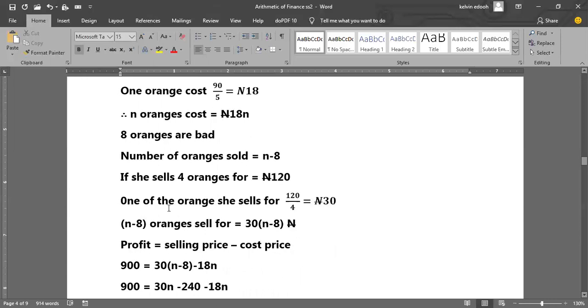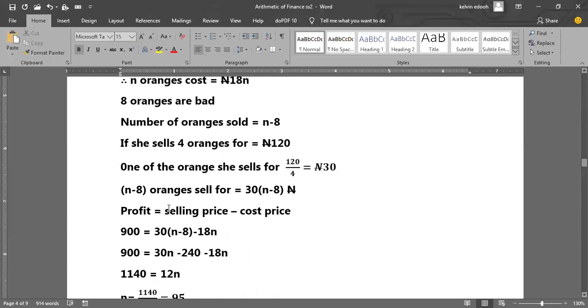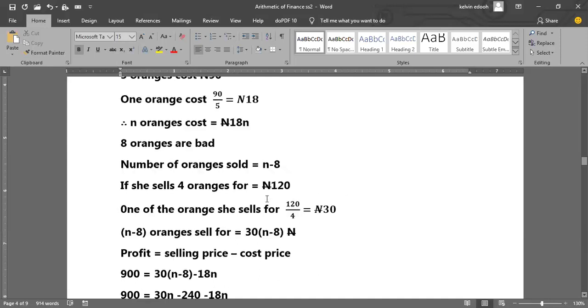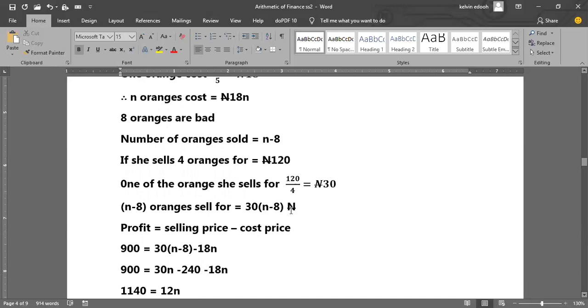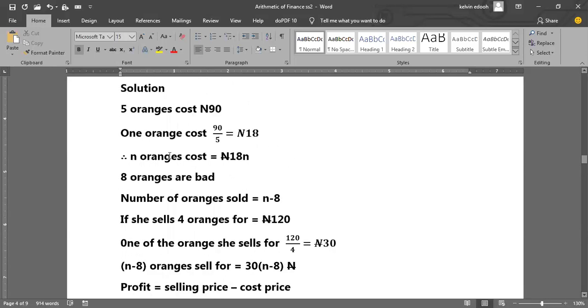Then that means we can calculate the total sales for that n minus 8 oranges. So n minus 8 oranges we sell at 30 each, because one of them costs 30. So n minus 8 oranges will cost 30 times that quantity. Remember, this is the selling price of n minus 8 oranges, while the oranges cost her 18n.